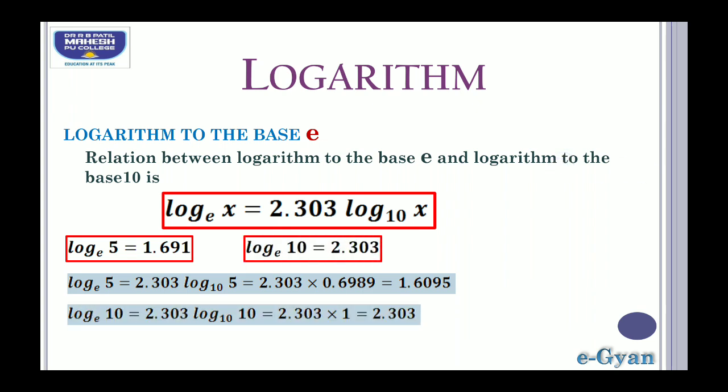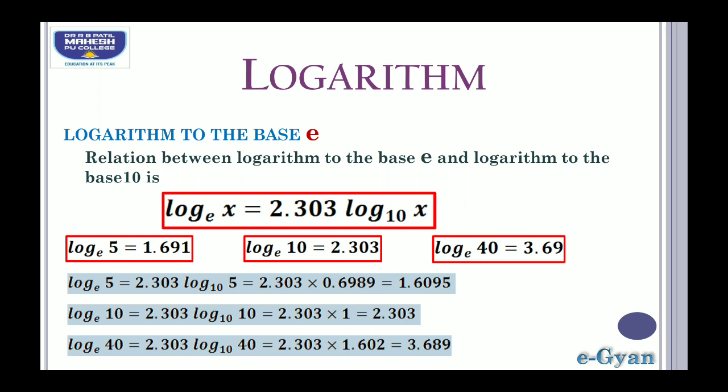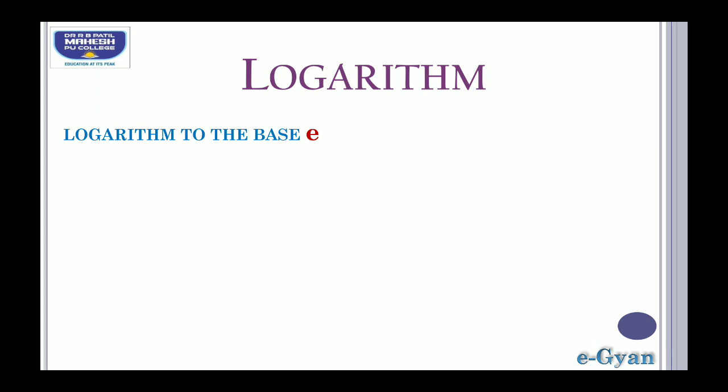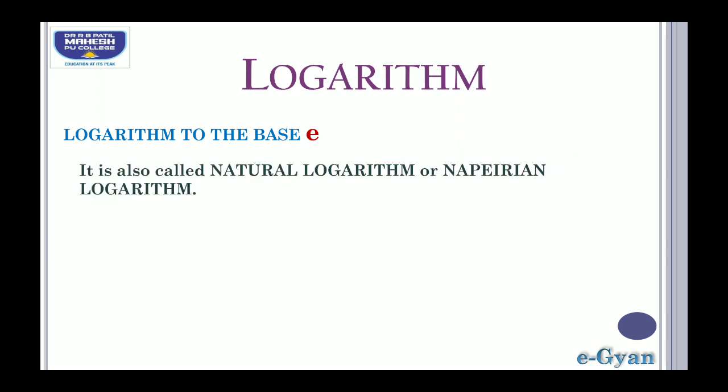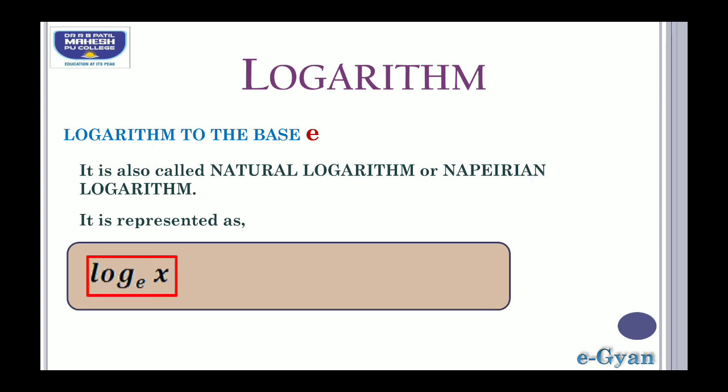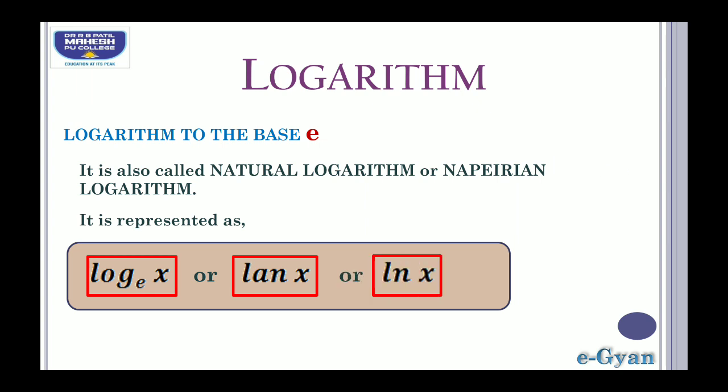Similarly, log of 10 is found to be 2.303. Log of 40 to the base e is found to be 3.689 if we use the logarithms to the base 10. So this was logarithms to the base e. In texts, the logarithm to the base e is also called natural logarithm or Neperian logarithm. It is represented as log x to the base e or ln x. So this is called natural logarithm or Neperian logarithm.